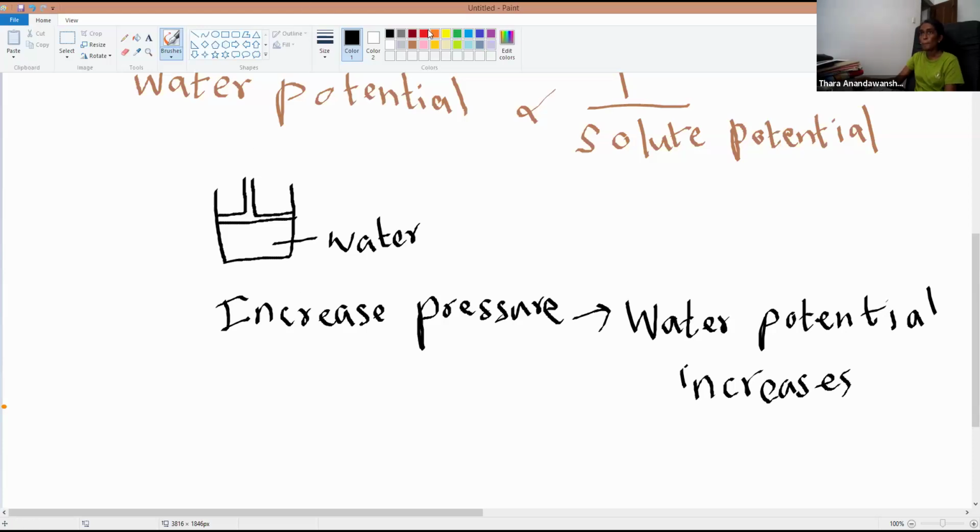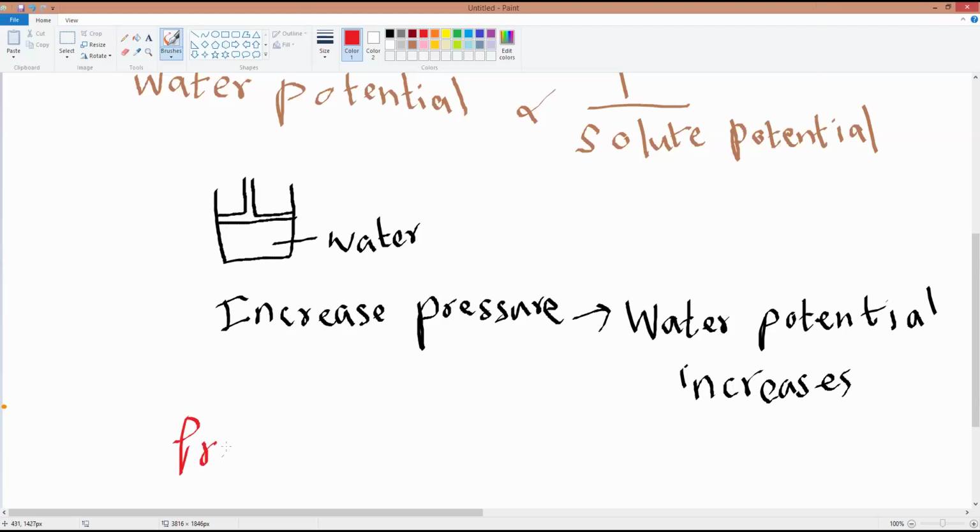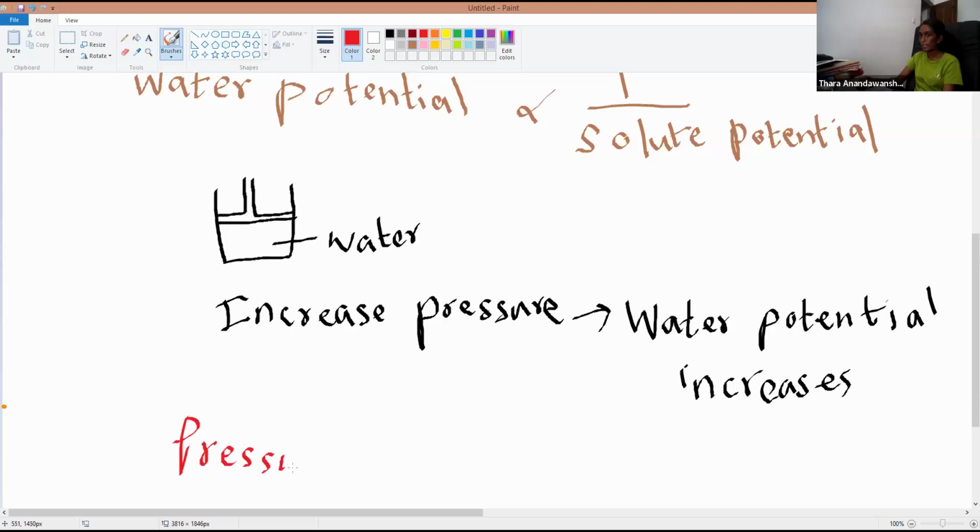Right. So, what kind of relationship is there with the water potential and pressure potential? Directly proportional. Directly proportional, yes.